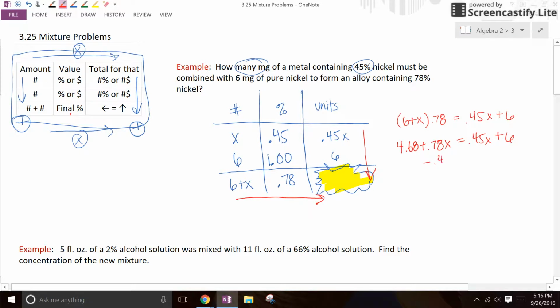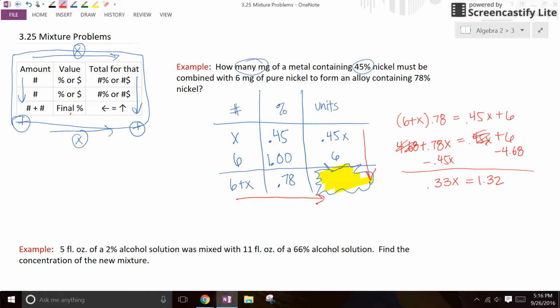So minus 0.45x from both sides. And I might as well subtract over this 4.68 also. When I do that, I get 0.33x equals what's left there. That's like if that was money, $6 and $4.68, you'd get $1.32 back. So you'd get $1.32, and now I just need to take that $1.32 and divide it.